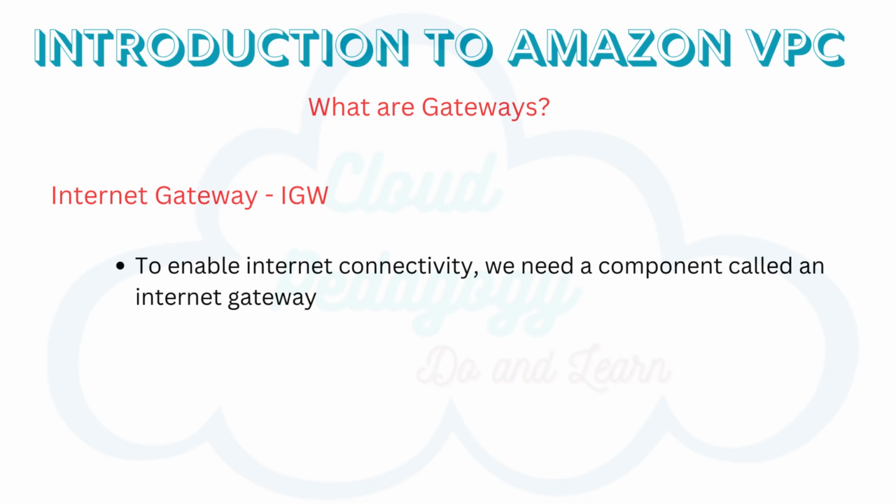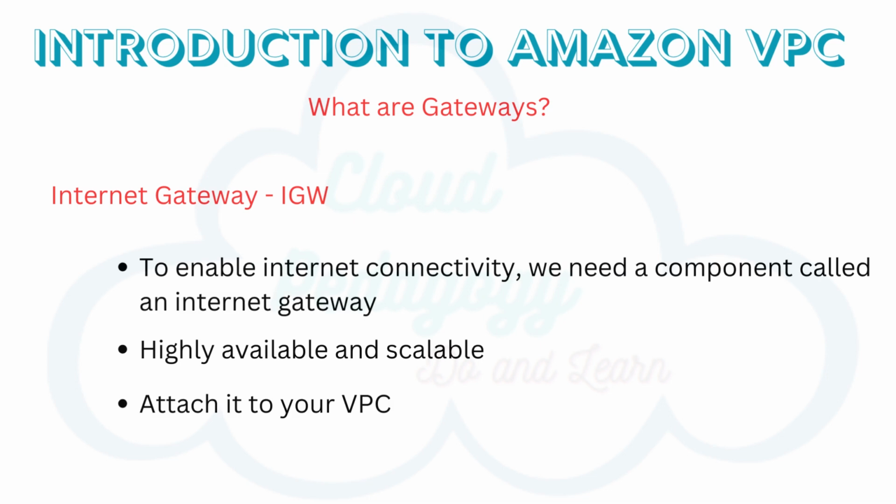To enable internet activity, we need a component called an internet gateway. Think of this gateway as similar to a modem. Just as a modem connects your computer to the internet, a gateway connects your VPC to the internet. Unlike your modem at home, which sometimes goes down or offline, an internet gateway is highly available and scalable. When you create an internet gateway, you then need to attach it to your VPC. If you create an internet gateway and don't attach it, it won't do anything except sit there.